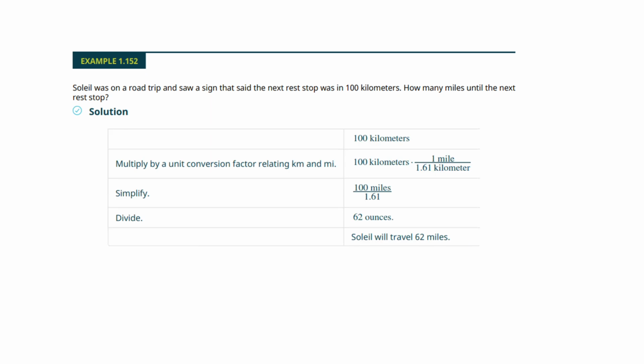Okay, so we're just changing 100 kilometers into miles. Again, I would use the chart here. I don't have this memorized, but they already told me this conversion. Going to make it so that kilometers will cancel. So I've got 100 divided by 1.61. It is 62 miles.